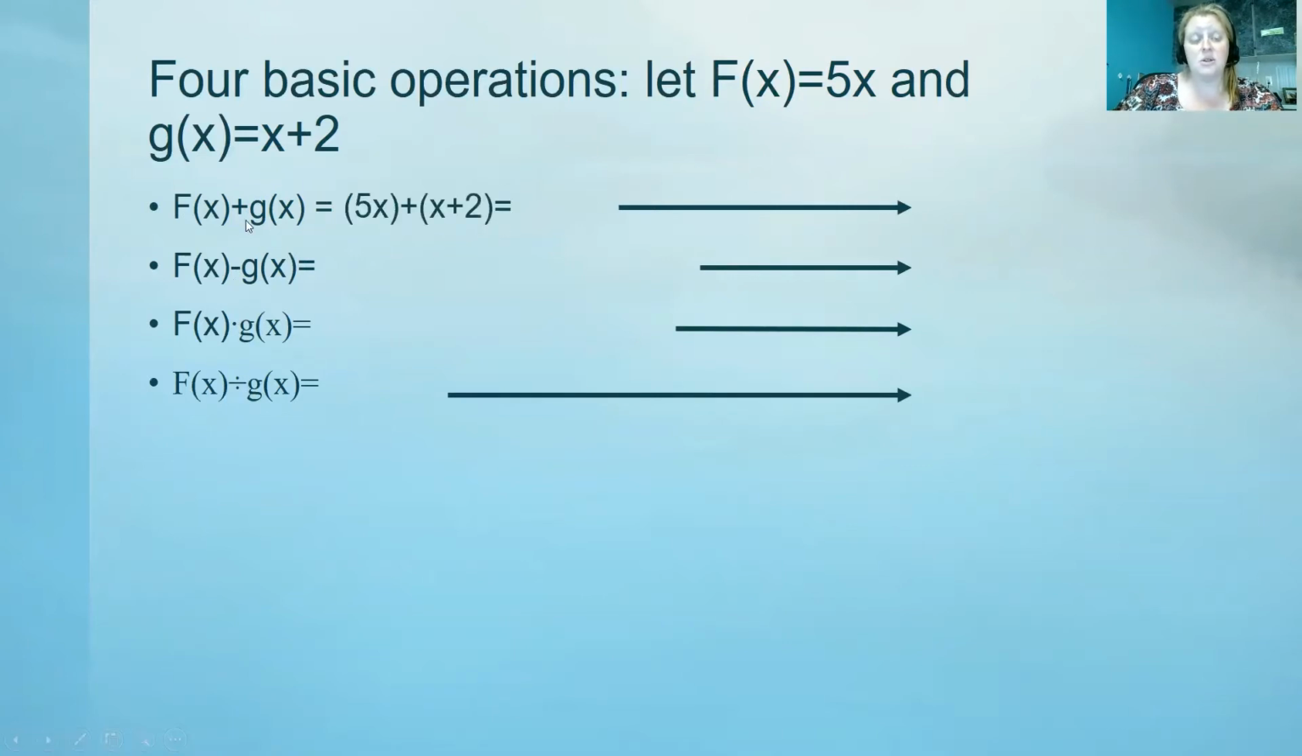So if I ask you to do f of x plus g of x, it means I want you to add their formulas together. So the first formula, 5x, plus the second formula, which is x plus 2. When you simplify that, you get 6x plus 2. So that's the answer to this problem.